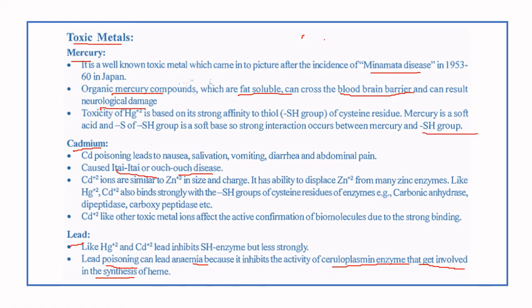Then cadmium poisoning leads to nausea, salivation, vomiting, diarrhea, and abdominal pain. Cadmium ion is similar to zinc in size and charge, so it can replace zinc, cadmium gets deposited and toxicity may happen. For example in carbonic anhydrase, dipeptidase, carboxypeptidase, etc. Then cadmium, like other toxic metals, affects the active conformation of biomolecules due to strong binding.